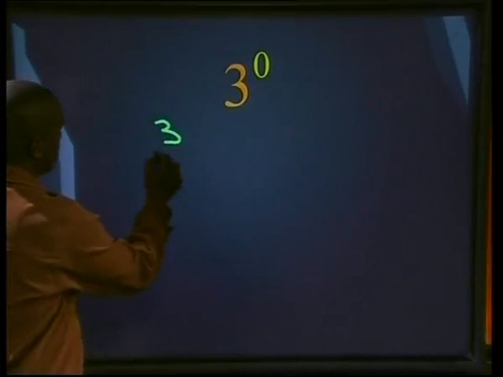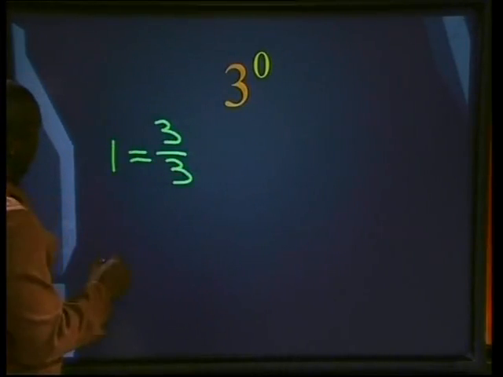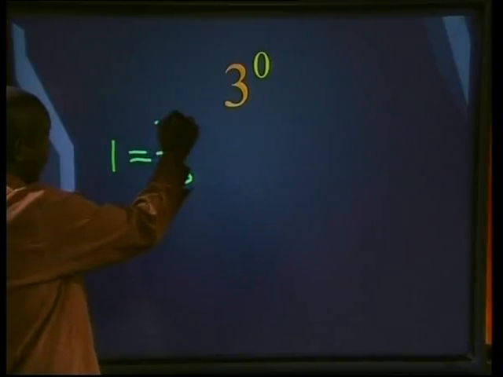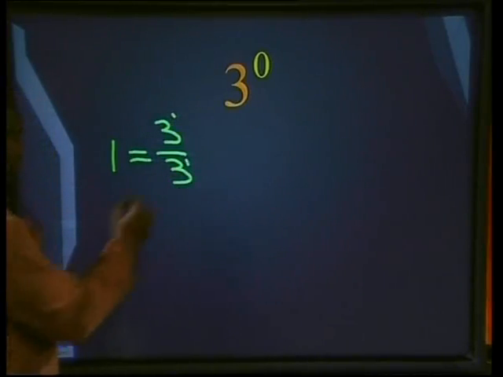Right, first tell me what is 3 divided by 3? Yes, it is equals to 1. Remember, 3 is the same as 3 to the power 1, and that means that is the same as 3 to the power of 1.